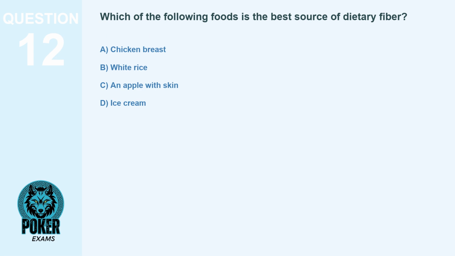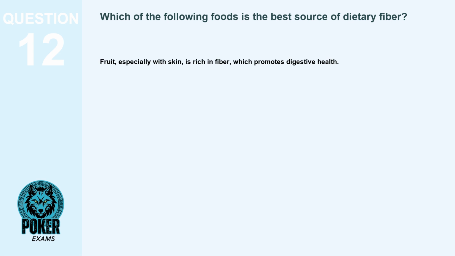Question 12. Which of the following foods is the best source of dietary fiber? Chicken breast. White rice. An apple with skin. Ice cream. Fruit, especially with skin, is rich in fiber, which promotes digestive health.